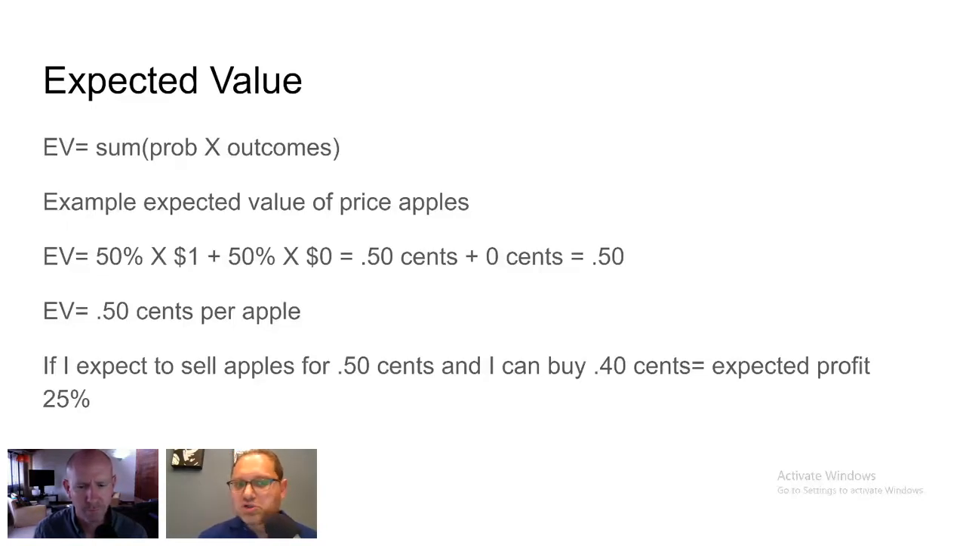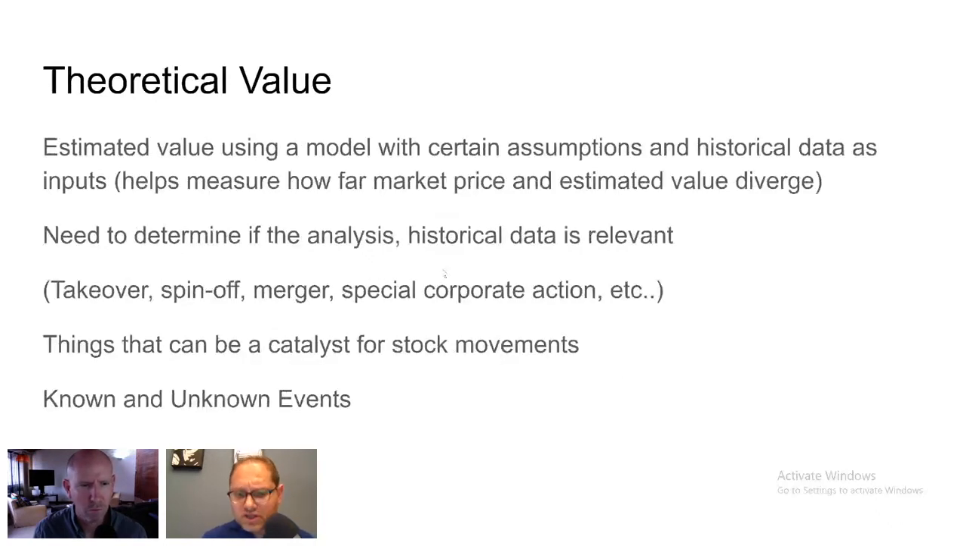Obviously, if you have different probabilities and different outcomes, it'll just keep going: 30% times a dollar, 30% times two, and so on. Right. Before I jump into it and look at the theoretical values, there are a few things I wanted to mention.